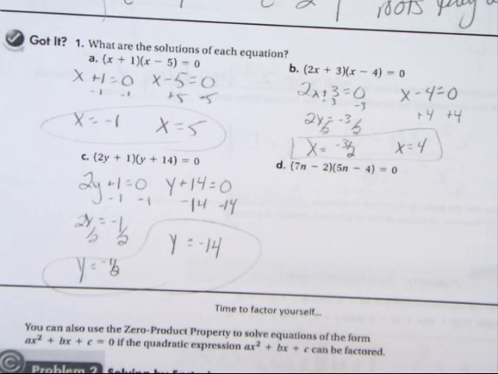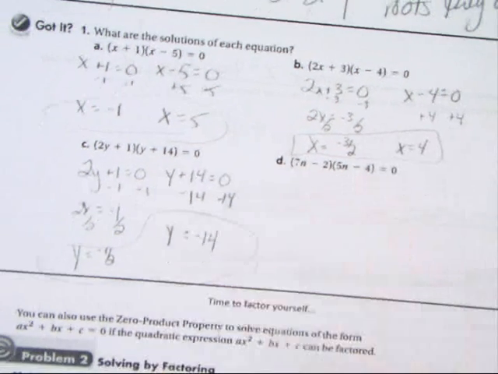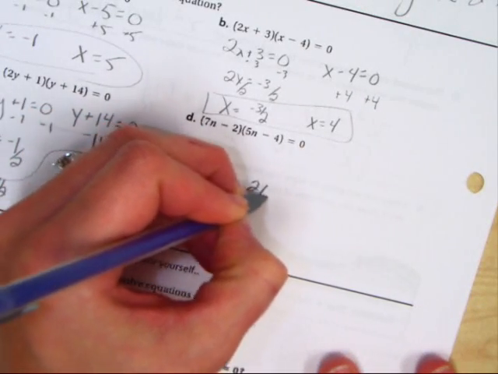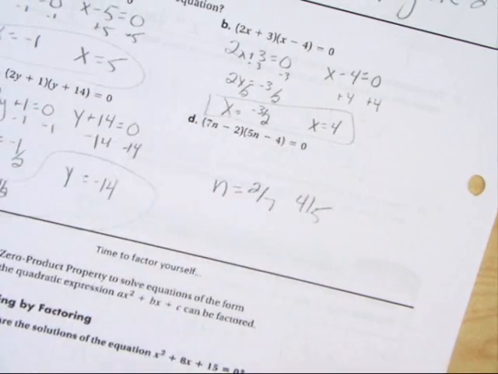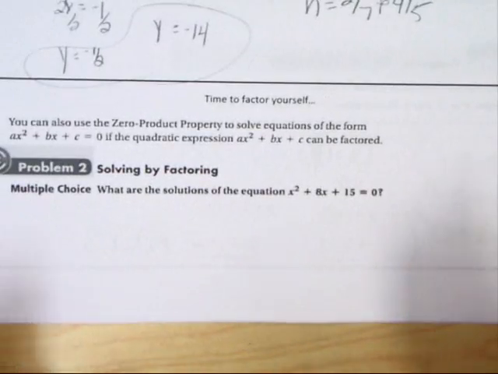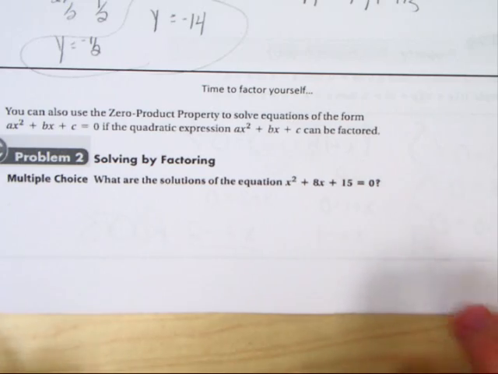So your steps are set them equal to 0 and then solve. I'm not going to do the last one. Quick answers, if you're checking yourself, you should get 2 over 7 and 4 over 5. Time to factor yourself. Well, let's look at all of our equations.